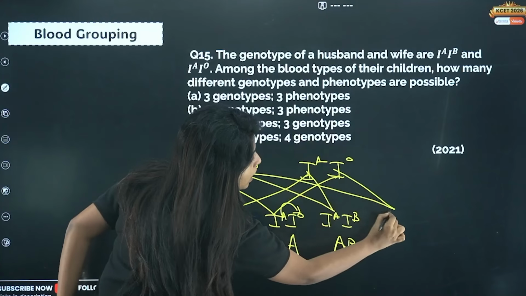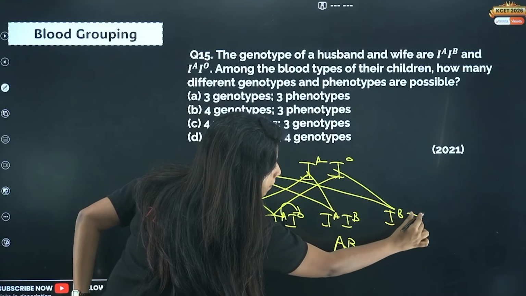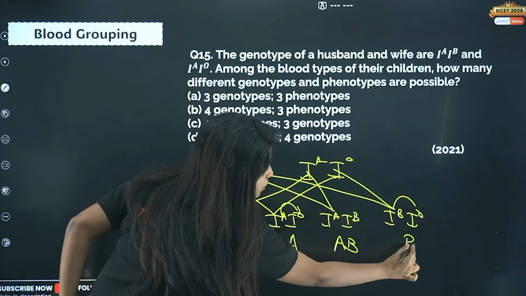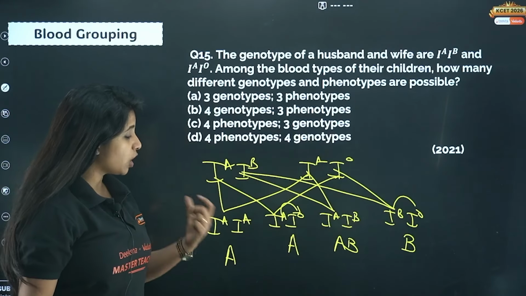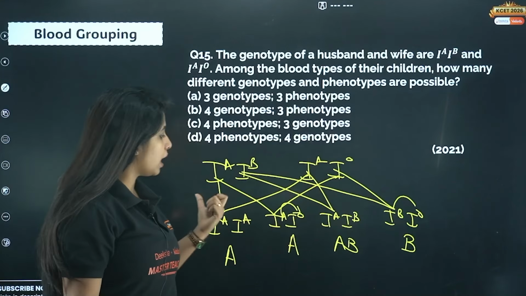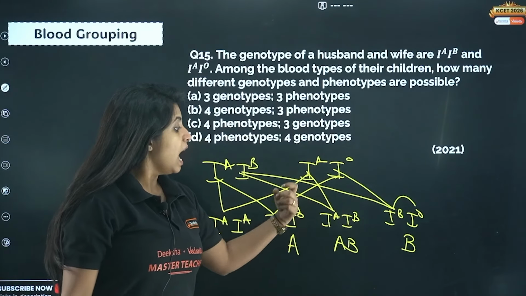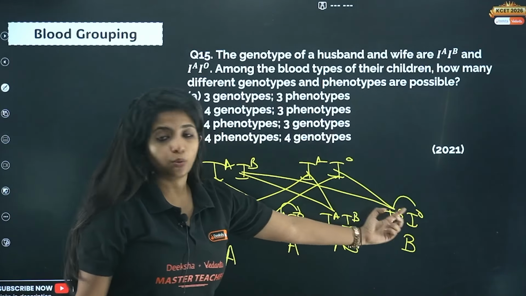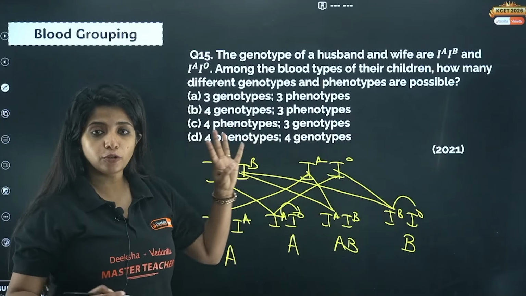This and this goes, I get IBIO. B is also dominant over O, which is why it is B blood group. So if you talk about genotype, all of them are unique: IAIA, IAIO, IAIB and IBIO. All of them are unique. So how many genotypes? 4 genotypes.